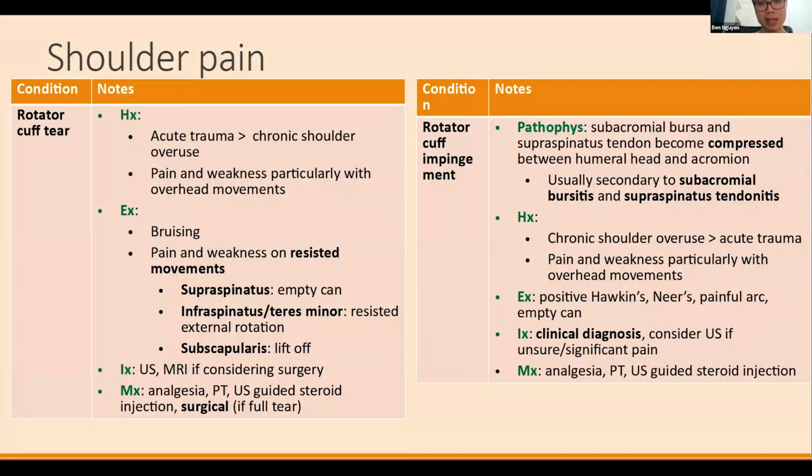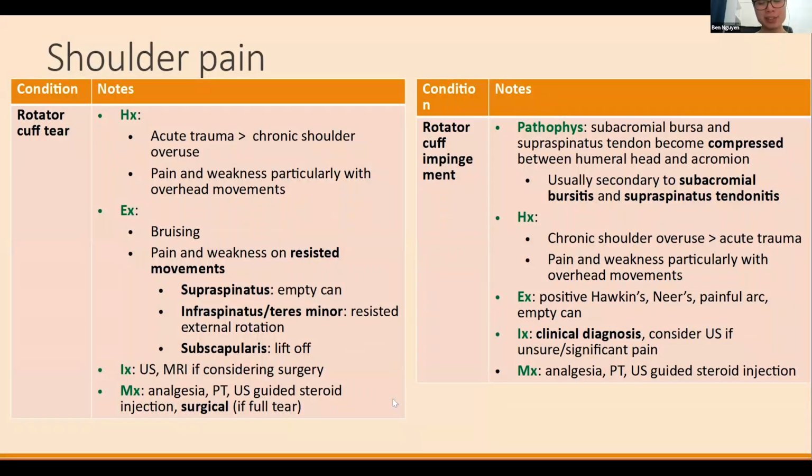And the thing with this is that rotator cuff impingement is usually a clinical diagnosis, right? So you usually won't need any imaging for an impingement. For a tear, you can consider ultrasound or an MRI if wanting to do surgery. The management is basically the same between both of them, except in a tear, you can consider surgery if it's a really bad full tear.